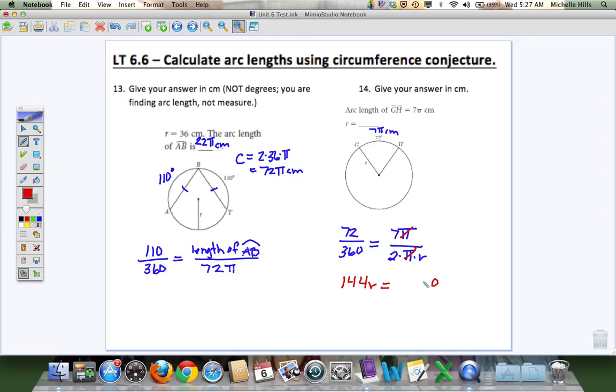Let me see, 0, 2, carry the 4, 25, 20. Then divide both sides by 144 to solve for r. And r ends up being 17.5 centimeters.